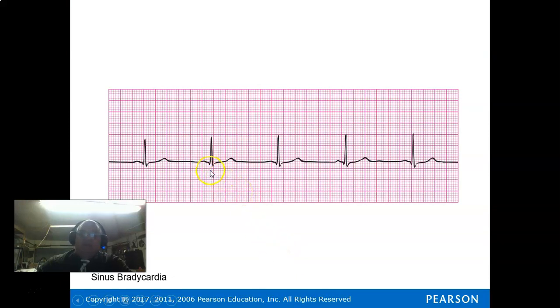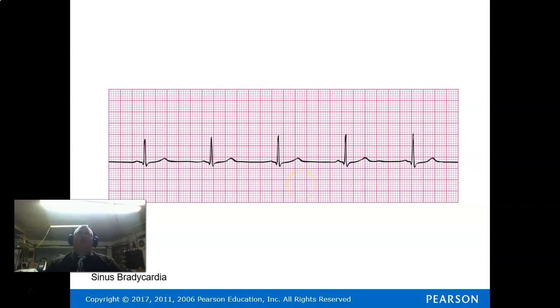So if I look at this one, is it regular? Looks pretty regular. Again, I look at the rate, 1, 2, 3, 4, 5. I know it's 50. I know it's slow. It's below 60. Again, I don't start panicking until I see the heart rate below 50. That's when I kind of go, wait a minute.